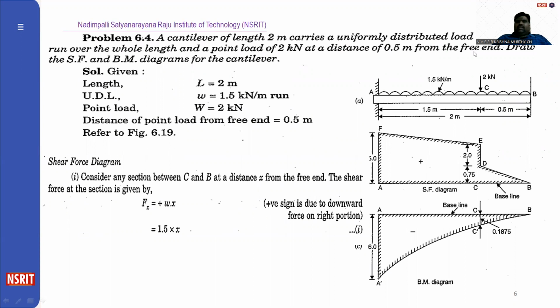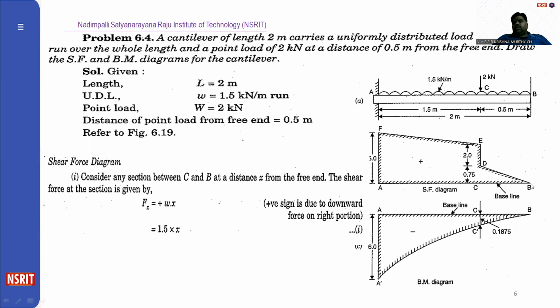A cantilever of length 2 meters carries a uniformly distributed load of 1.5 over the length of the beam and a point load of 2 kilonewtons at a distance of 0.5 meters from the free end. Draw the shear force and bending moment diagram. For this cantilever beam, the entire beam has a UDL of 1.5 and 2 kilonewtons at a distance of 0.5 from the right side. So first, what is the first step? We have to find the shear force diagram.